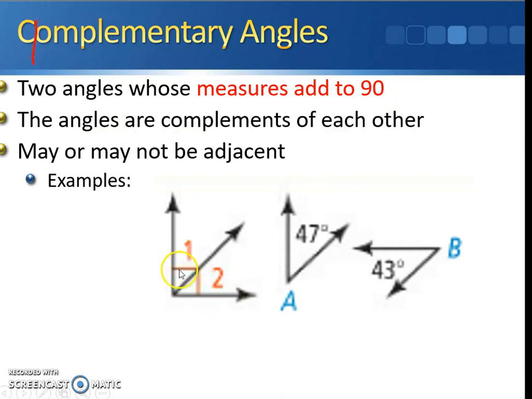So here are two angles. Angle 1 and angle 2 are complementary angles because they make up to be 90 degrees. This one is adjacent, but these two are not adjacent. They're just two separate angles. So 47 and 43, when you add them, they become 90. So those two are complementary angles.